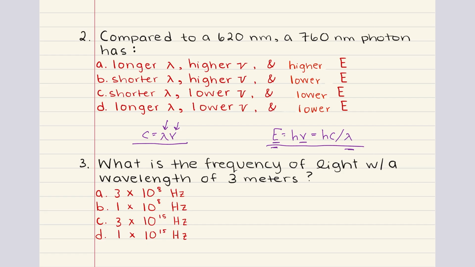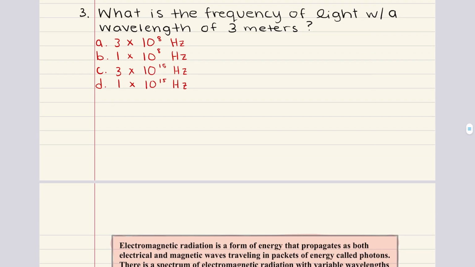Now, the wavelength, 760 nanometers, is longer than 620 nanometers. A longer wavelength corresponds to a lower frequency, and a lower frequency results in lower energy. And that makes the correct answer for problem 2, D. Compared to a 620 nanometer wavelength, a 760 nanometer photon has a longer wavelength, lower frequency, and lower energy. Let's tackle example problem 3.